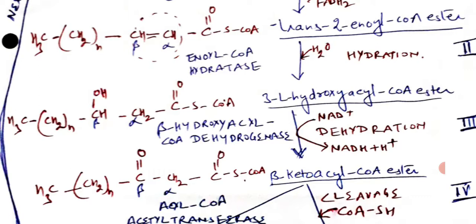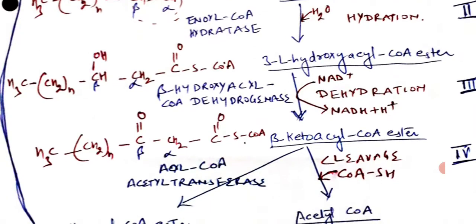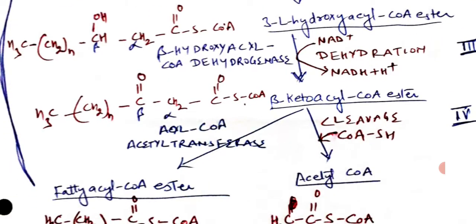Now this is the fourth and final step. Here the cleavage will occur between the alpha and beta carbon. But here CoA-SH is added, and the cleavage occurs between the alpha and beta carbon. As a result, acetyl CoA is formed and fatty acyl CoA ester is formed, which is 2 carbons less than the original one. This enters the cycle again, and the 4 steps are repeated again.